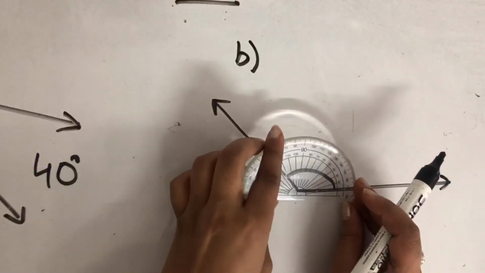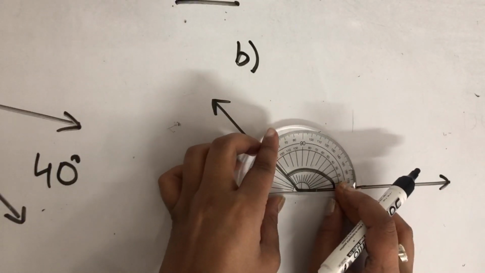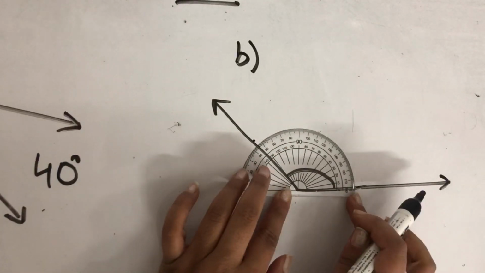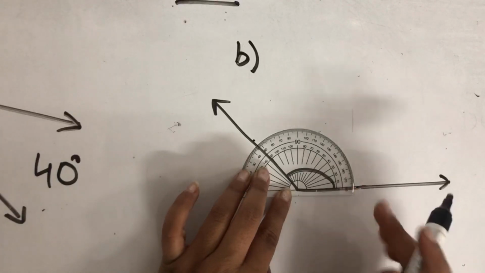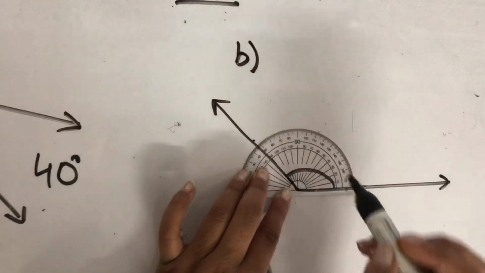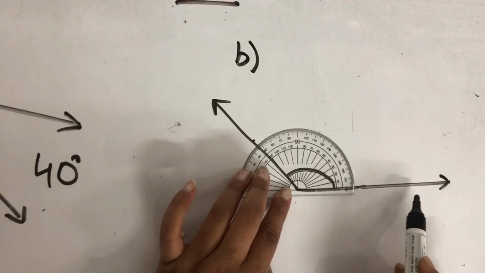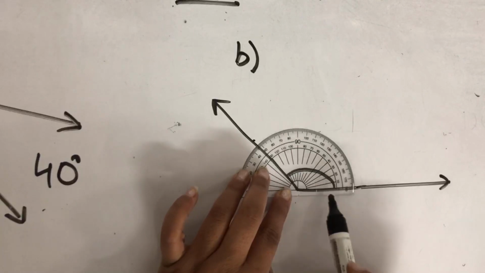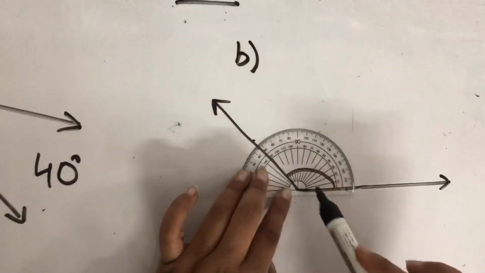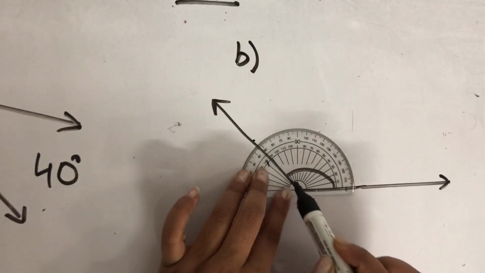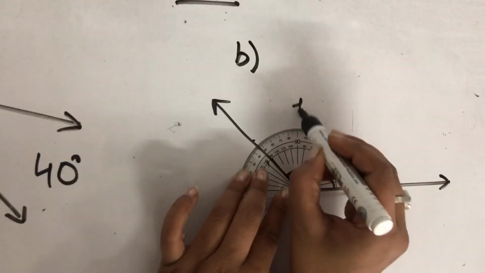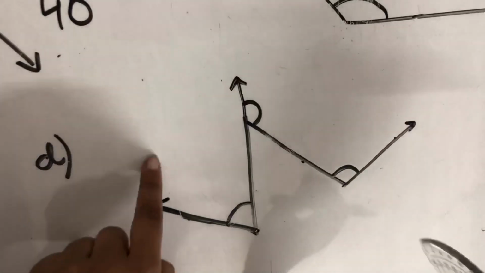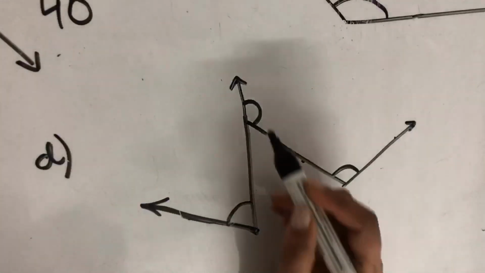Again you have to keep the base line on this arm and this intersecting point with the vertex. And now you will see that this arm is coinciding with which line? Now again this arm is on right hand side, so you will measure from inner circle. So on the inner circle this arm is coinciding with this line and this line is 130 degree.